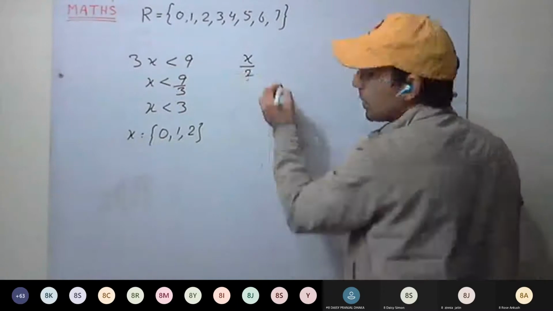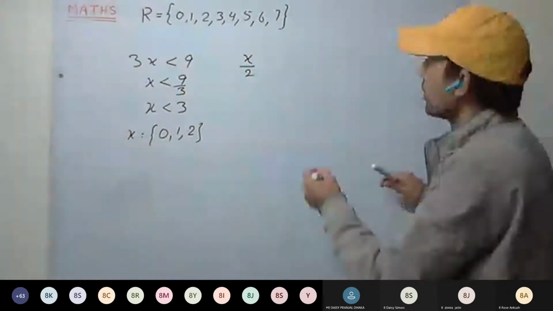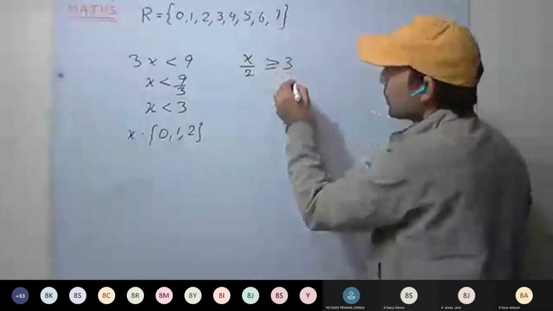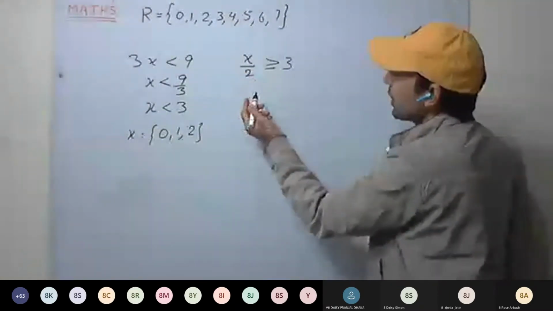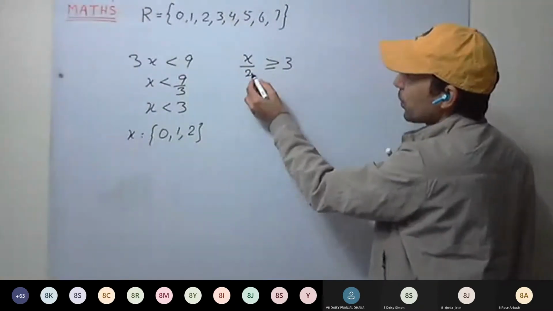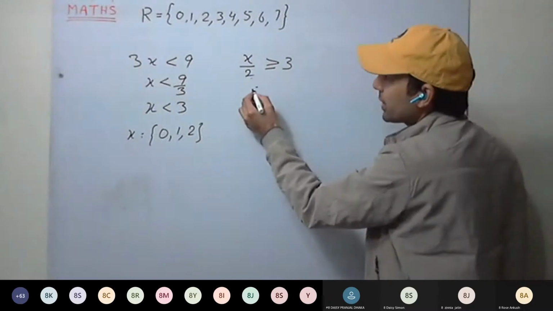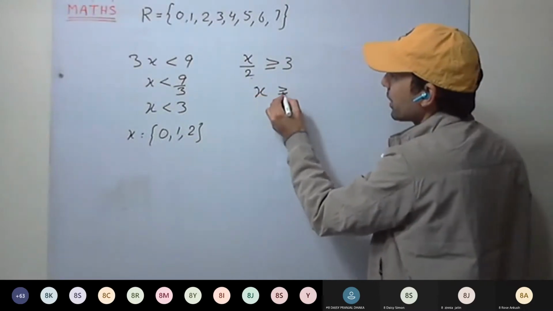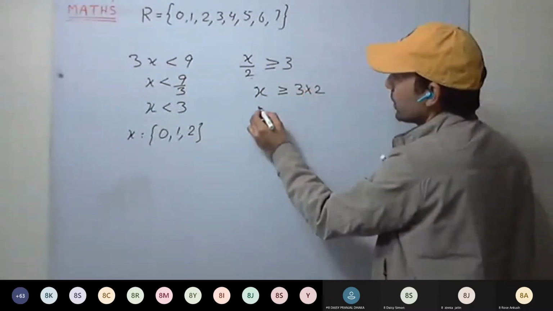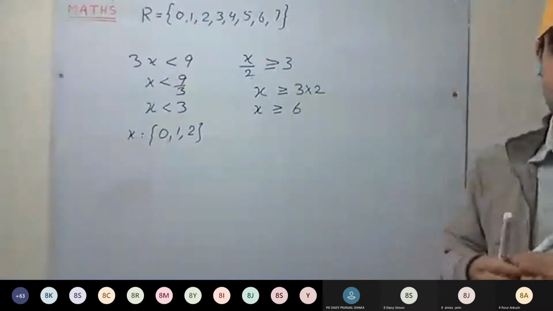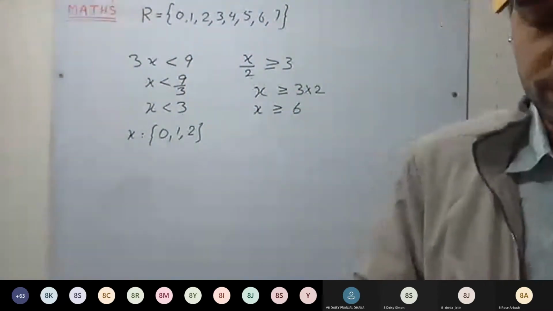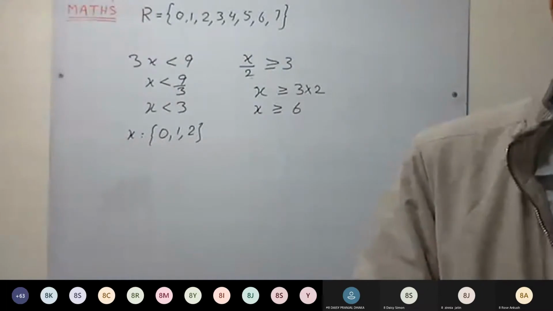x by 2 greater than equal to 3. Okay. So this time we will multiply both sides by 2, or we take this positive number to the right hand side. So no change. Greater than 3 into 2. X is greater than equal to 6. Understood now?